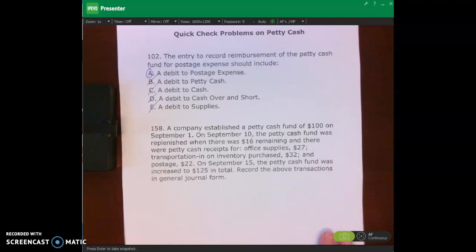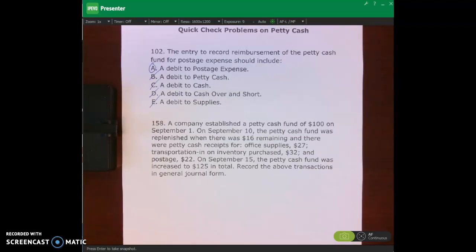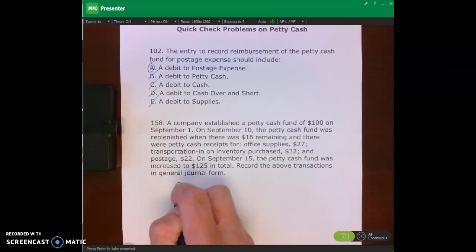And so what we see right over here is a company established the petty cash fund of $100 on September 1st. On September 10th, the petty cash was replenished when there was $16 remaining, and there were petty cash receipts for office supplies 27, transportation in on merchandise purchase 32, and postage 22. Okay? On September 15th, the petty cash fund was increased to $125 in total. Record the transactions. So let's come over here on 9/1.